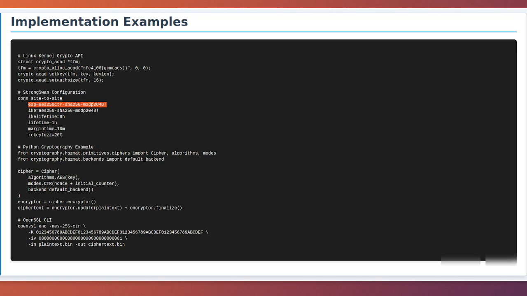For Python implementations using the cryptography library, you can see how CTR mode works at a high level. The code creates a cipher object with AES and CTR mode, providing a 128-bit counter. The encryptor's update method generates keystream and XORs it with plaintext. While Python isn't suitable for production VPN implementations due to performance, it's excellent for understanding the algorithm and prototyping.